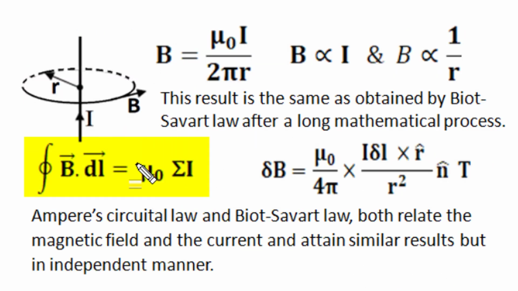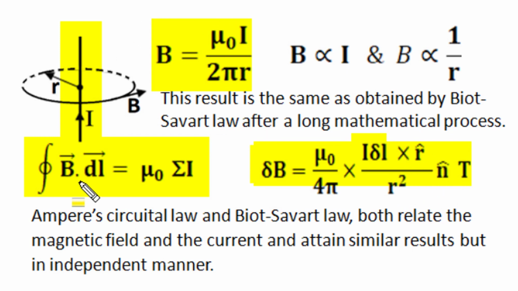From this Ampere's Circuital law, using symmetry of current and magnetic field distribution, we have obtained the magnetic flux density at a distance r from a straight long wire carrying current I as mu0 I upon 2 pi r, and the same result we have also obtained from the Biot-Savart law, which relates the elemental magnetic flux density contribution to its source elemental current length with position vector r by this relation. After a rigorous mathematical process we obtained the same result as we have obtained easily from Ampere's Circuital law using the symmetry of magnetic field distribution in this case.